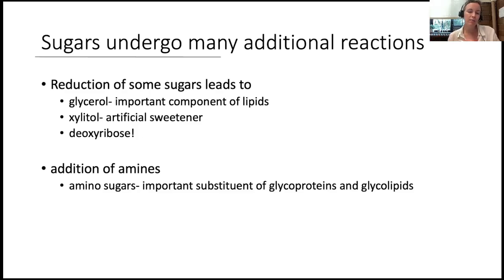Before we dive a little bit deeper into this, folks, I do want to just briefly mention that sugars undergo more reactions than what I am showing you here. You can reduce sugars for a variety of reasons that are important to physiology, for example, deoxyribose. You can add amines, not just hydroxyl groups, to sugars to make amino sugars, and these are an important part of both protein and lipids that perform covalent bonds with sugars.